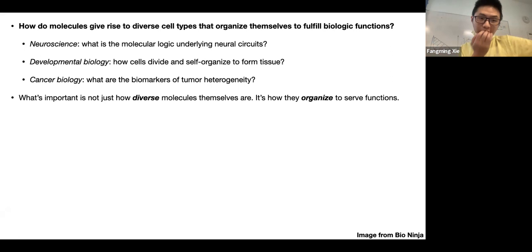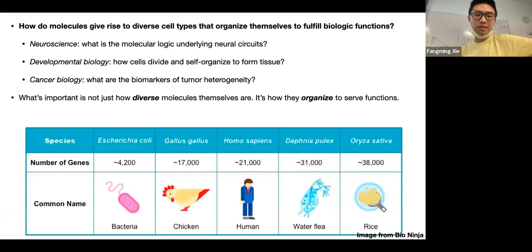Fundamentally, the argument I want to make is that what's important is not just how diverse the molecules themselves are, but also how they organize to serve functions. So it's not only how diverse they are. We can compare the genomes. E. coli, bacteria, prokaryotic cells, very primitive, have about 4,000 different protein coding genes, I think. And for chicken, there are 17,000. It's more, but not too many if you want to compare the complexity between a chicken and a bacterium. And we humans have a bit more than a chicken, and even less than water flea, and less than the number of genes in rice. So it's not just about how diverse the molecules themselves are, it's how they organize.